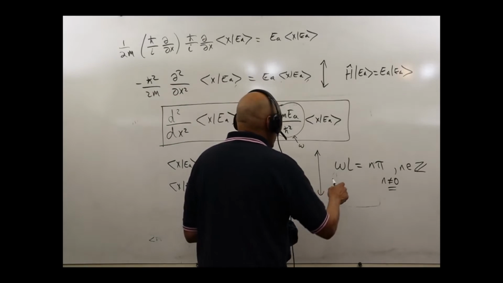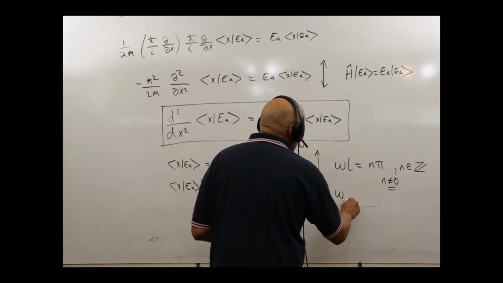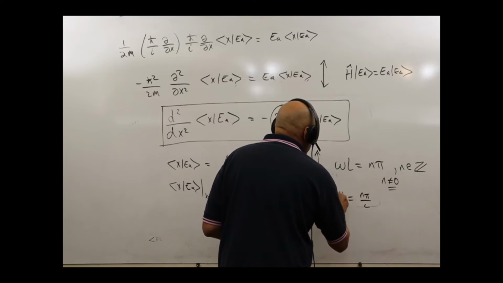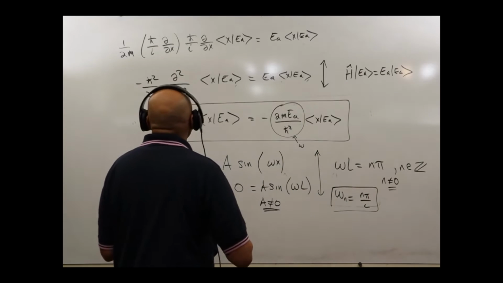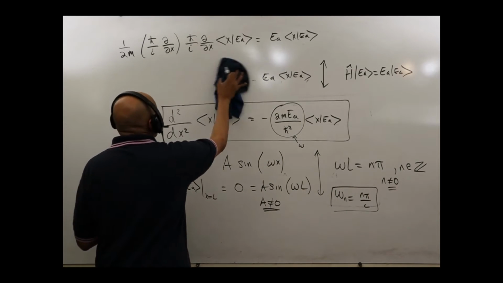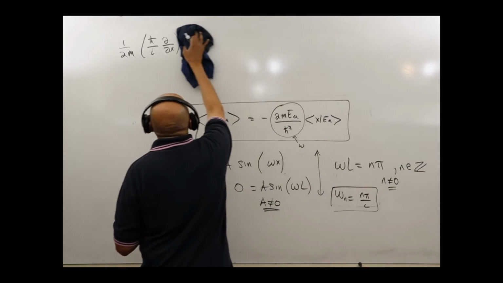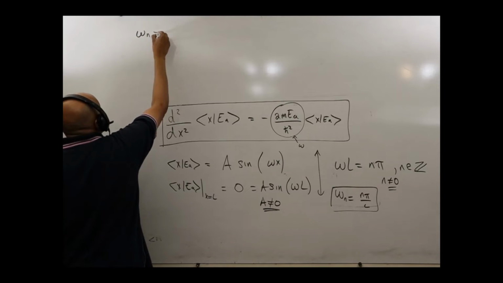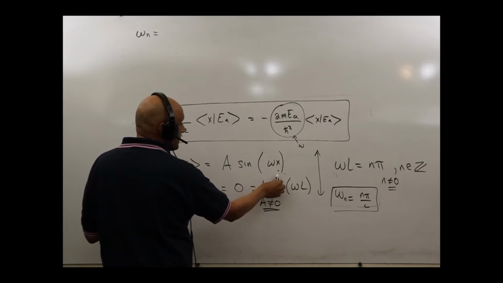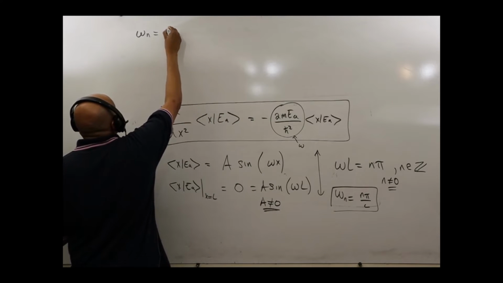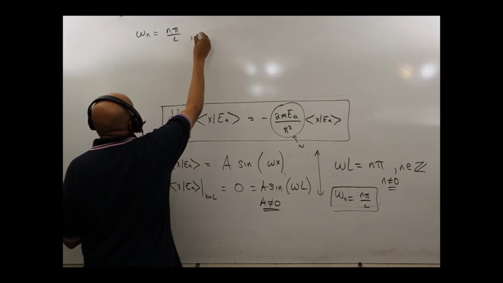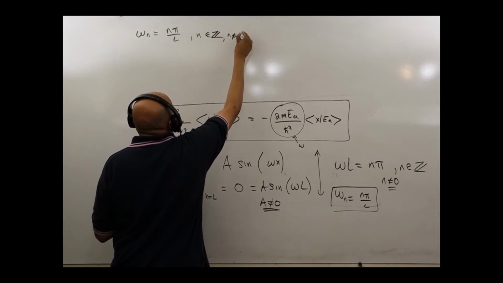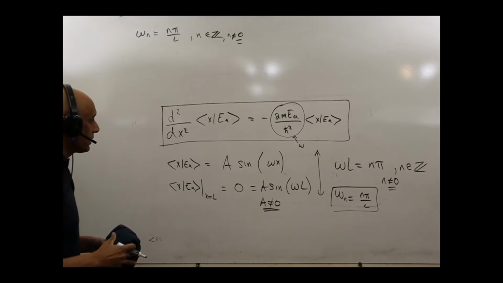This identification means that omega n is n pi over L. I should write these equations down on top. So the first equation you should get from quantization is that omega n is equal to n pi over L, and n is an integer, and n cannot be equal to 0. So we've gotten that far.